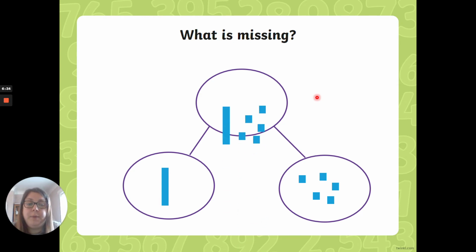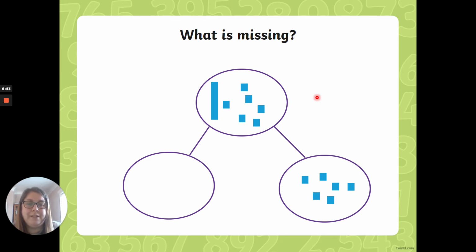So the whole would be 15, wouldn't it? We'd need to draw 1 10 and 5 1s. Well done. Next one then. What would the whole be this time? Draw it in your book. Off you go. So the whole would be 12. Well done if you did that.